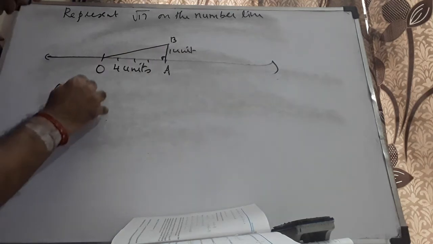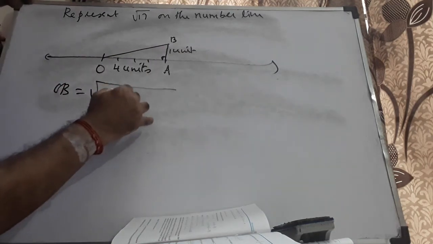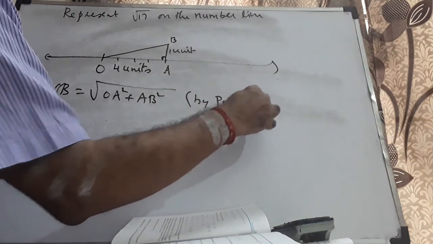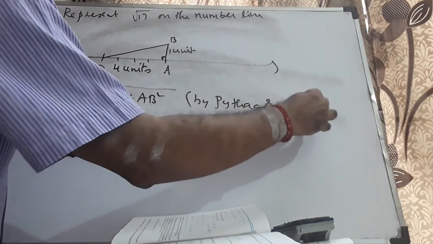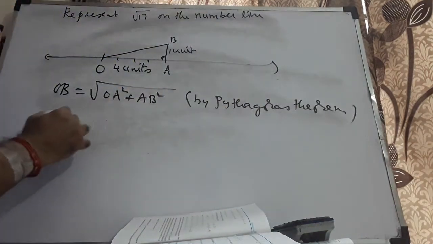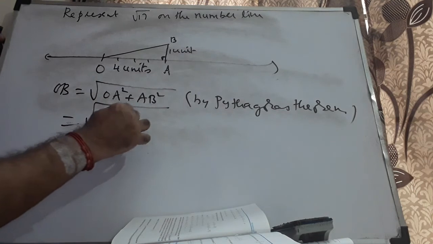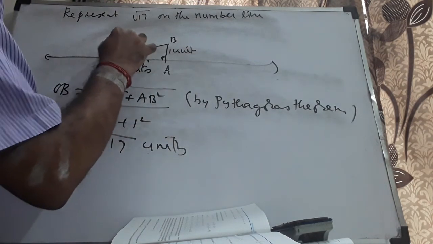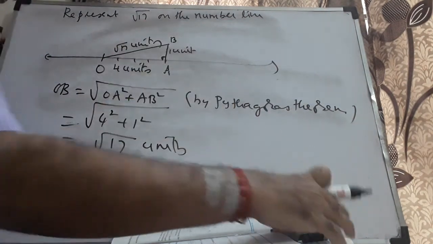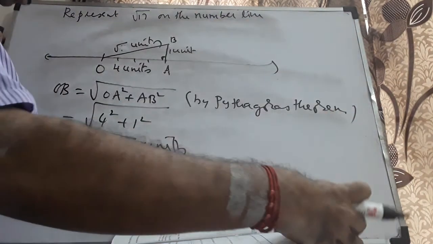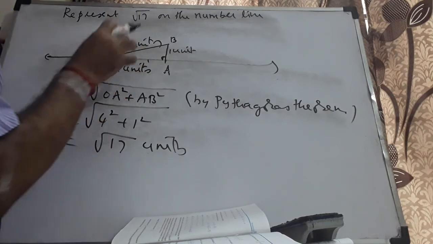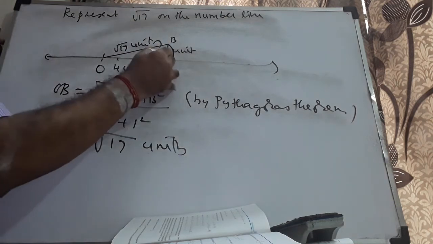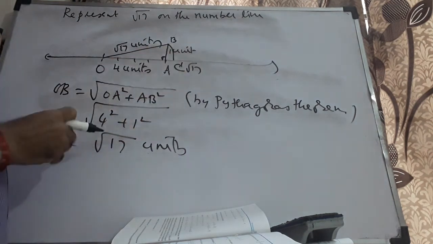Now OB is the same application we did earlier, OA square plus AB square. This is by Pythagoras theorem. Okay, which is root of 4 square plus 1 square, which is root 17 units. This is root 17 units. Now if I take O as center, OB as radius, draw an arc, this point C represents root 17 on the number line.